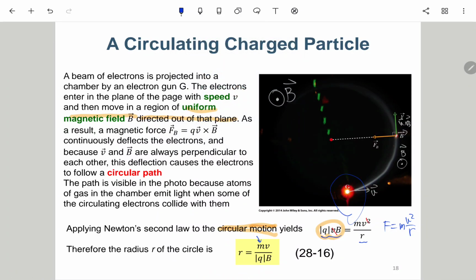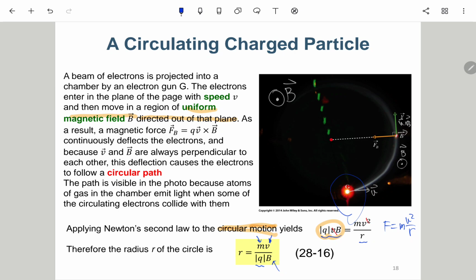For the mass of an electron is fixed. Okay, this is 9.1 times 10 to negative 31 kilogram. So this is a constant. The velocity is a variable. Okay, so this v is proportional to r, and then this q is actually e, 1.6 times 10 to minus 19. This is also a constant.